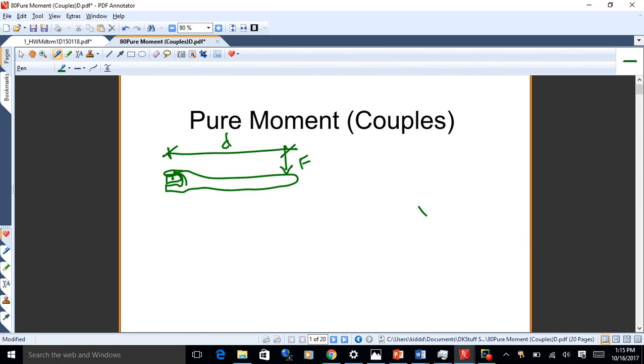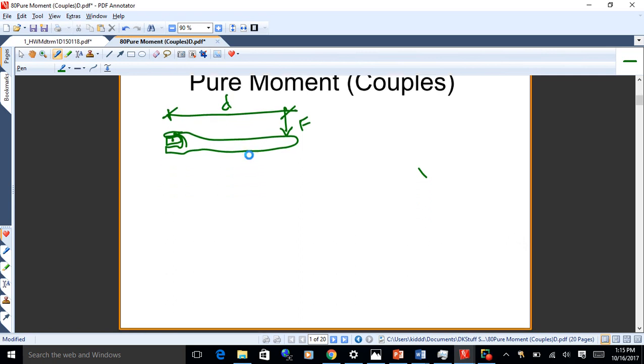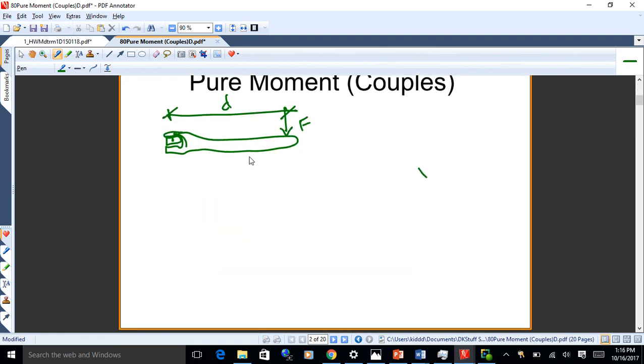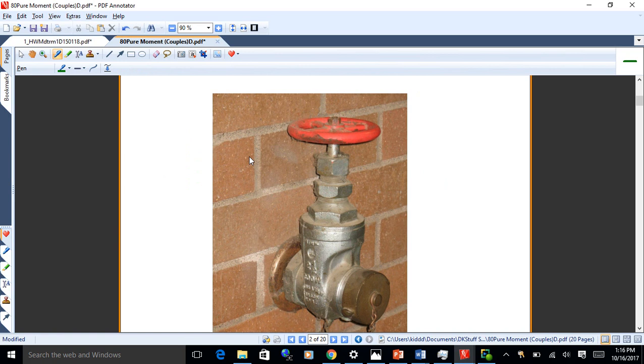But there's another type of moment that you can generate as well. It's called a pure moment, or sometimes a couple. Now a couple doesn't have any associated force. There's no net force on a couple. So if you want to open this valve, you're going to grab the whole valve and turn it. You're not pushing the valve handle left, right, up or down. You're just twisting it. So a couple or a pure moment is just a twist.